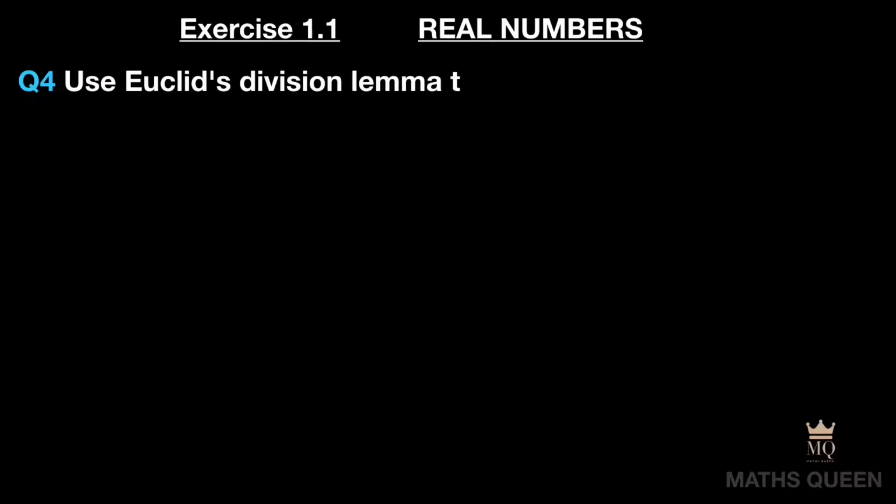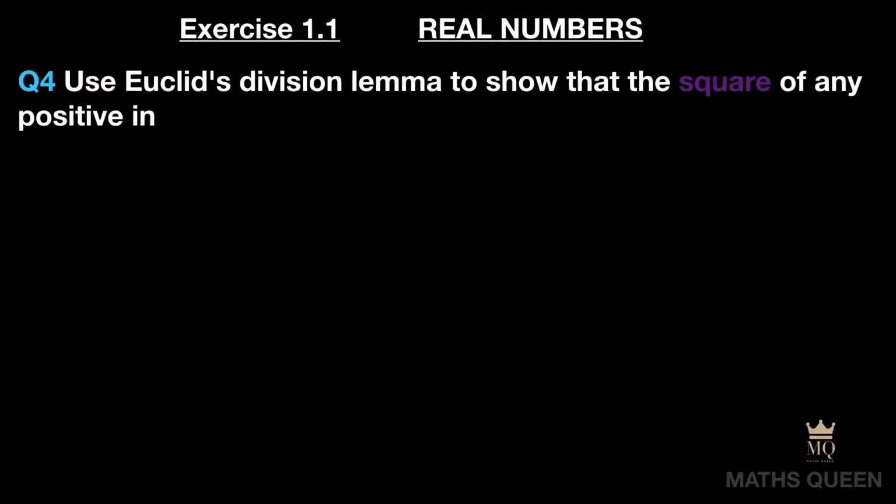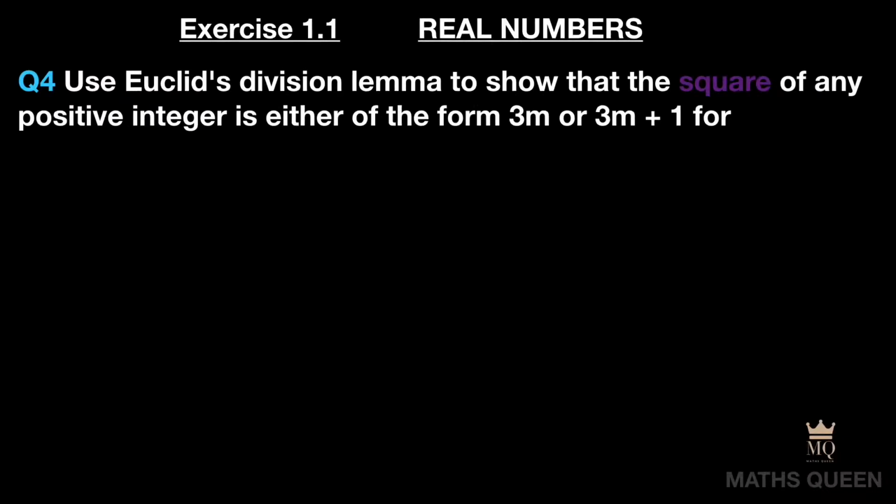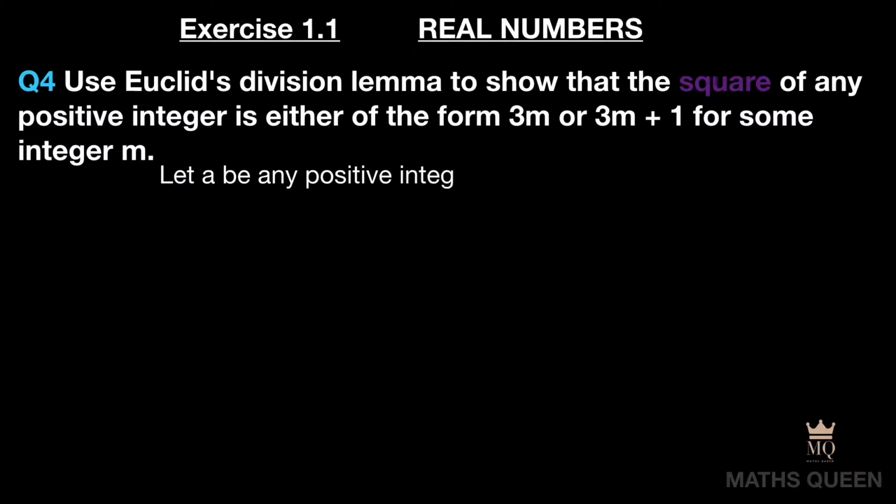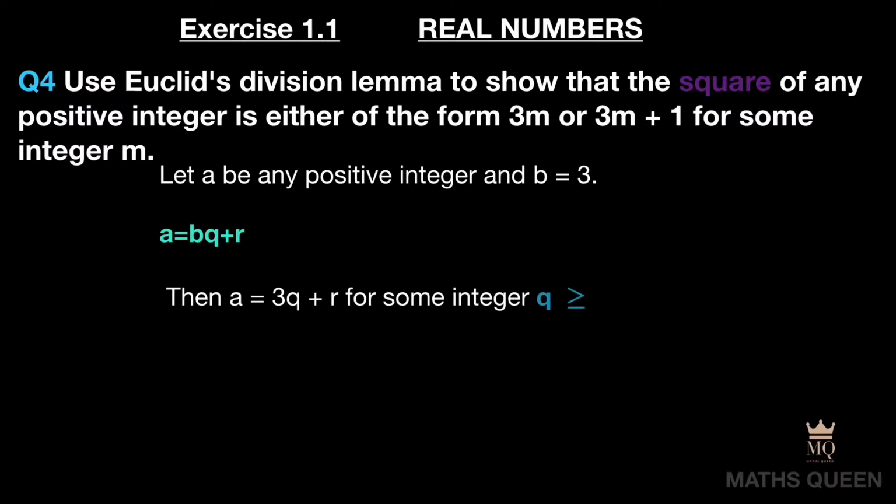Question number 4. Use Euclid's division lemma to show that the square of any positive integer is either of the form 3m or 3m + 1 for some integer m. Similar to the previous question, we take a as any positive integer, b is equal to 3 because we have to prove it as 3m or 3m + 1. Applying Euclid's division lemma, we have a = bq + r. Here substituting the value of b, we have a = 3q + r for some integer q greater than or equal to 0.